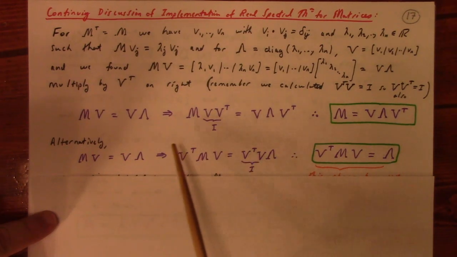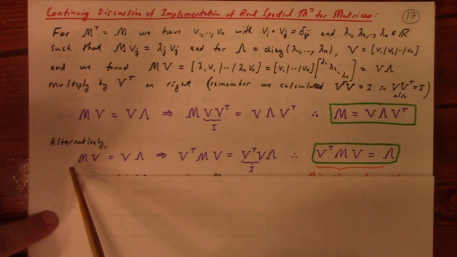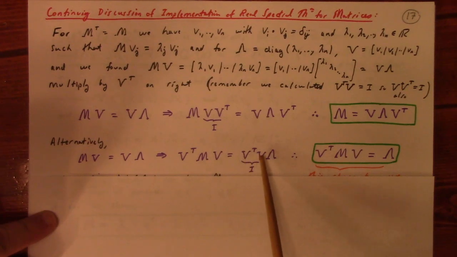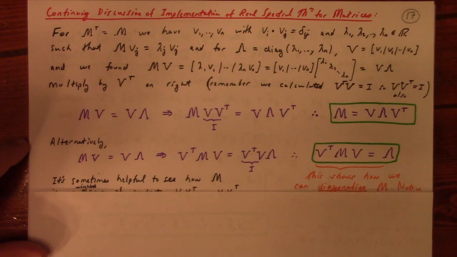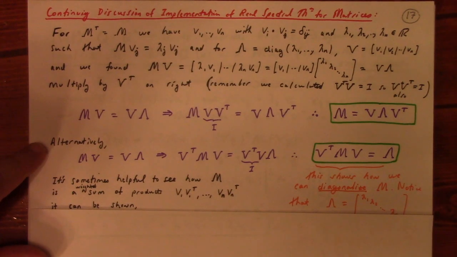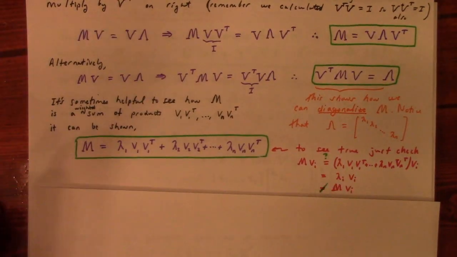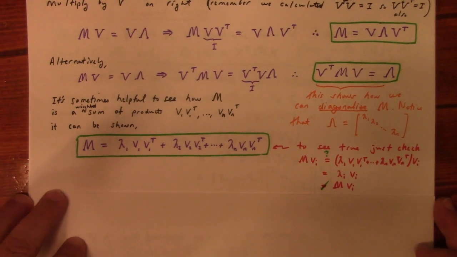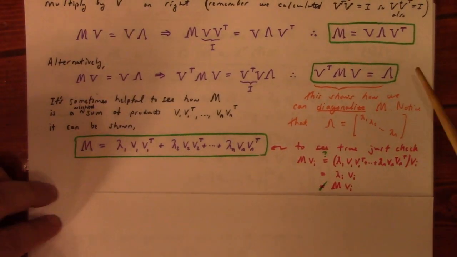On the other hand, we could multiply the transpose on the other side instead of on the right. We can multiply on the left, and then that gives us V transpose M V equals lambda. This is explicitly the diagonalization of M to the matrix of eigenvalues. All right. Make sure I'm in frame here. I forget where I have the camera zoomed to sometimes. All right, so it's sometimes helpful to see.